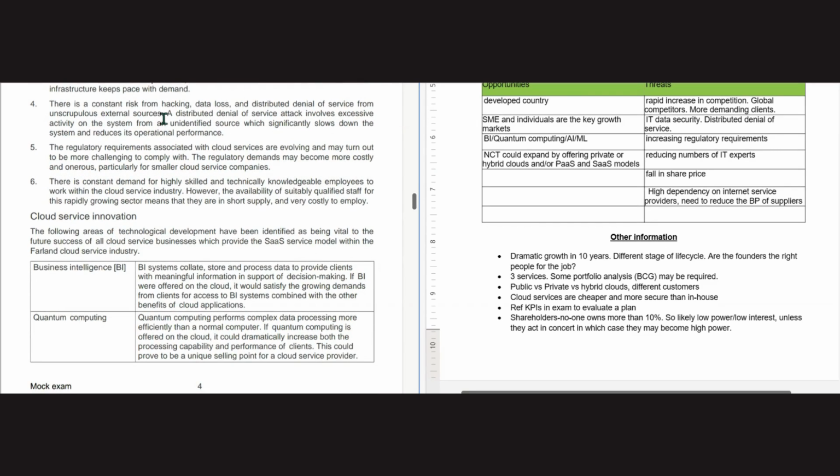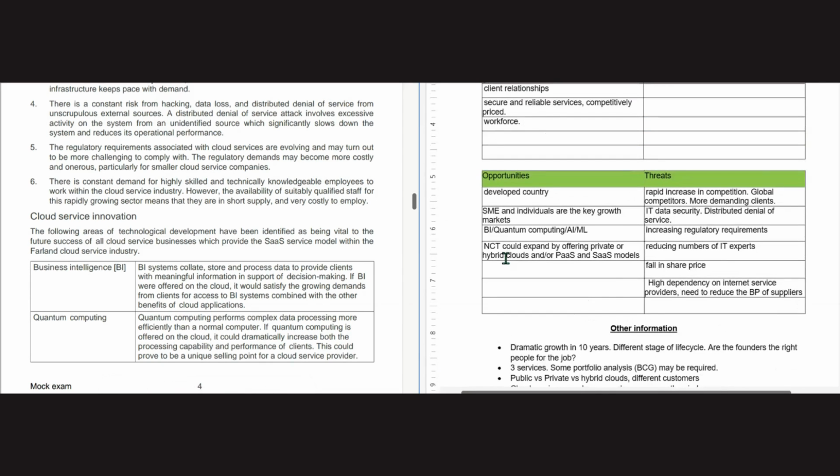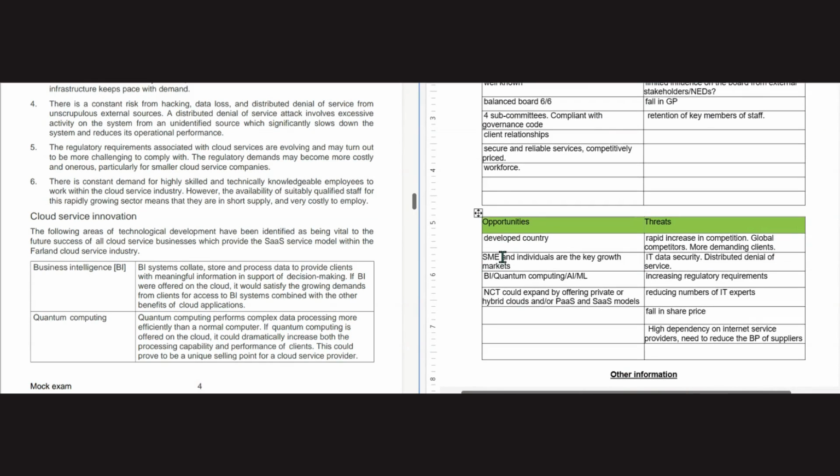Obviously, whenever there is any IT involved, and there will usually be IT involved, there's always going to be the risk of hacking and so on. So here we go, IT data security. I've said a threat, distributed denial of service, where basically you are inundated with questions or activity on your system and it doesn't allow you to do anything else. It's called distributed denial of service.